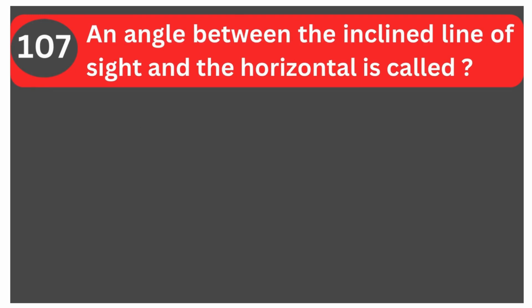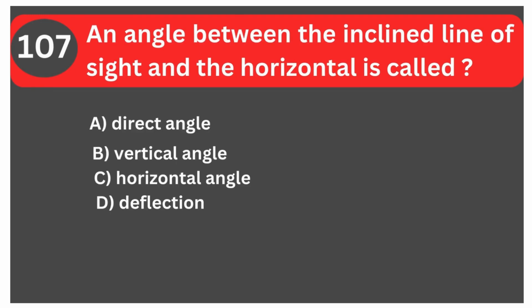An angle between the inclined line of sight and the horizontal is called. Options: A. Direct angle, B. Vertical angle, C. Horizontal angle, D. Deflection. Answer B. Vertical angle.